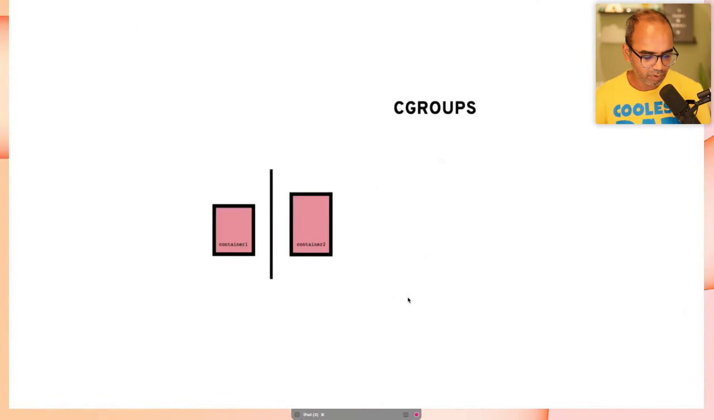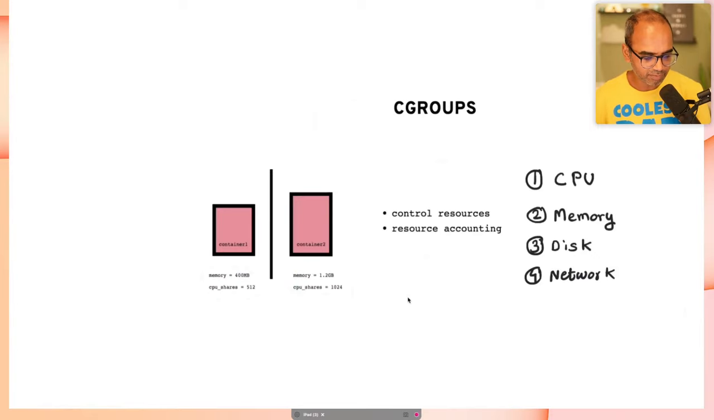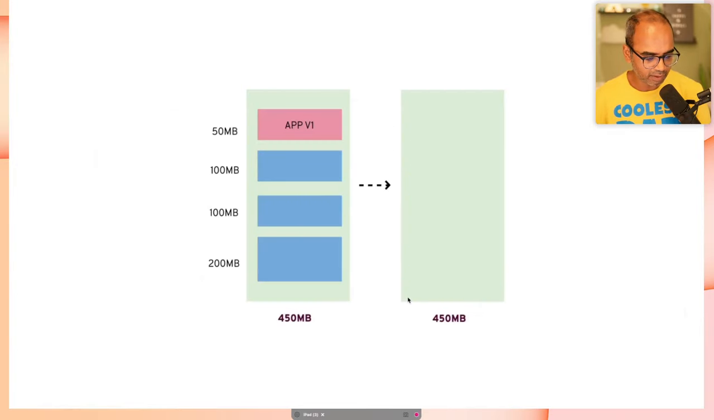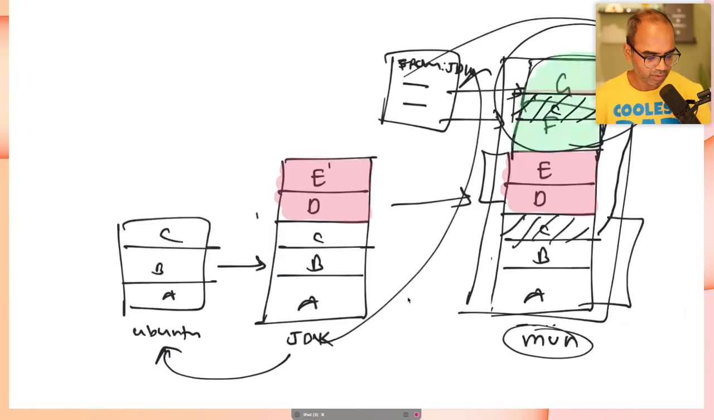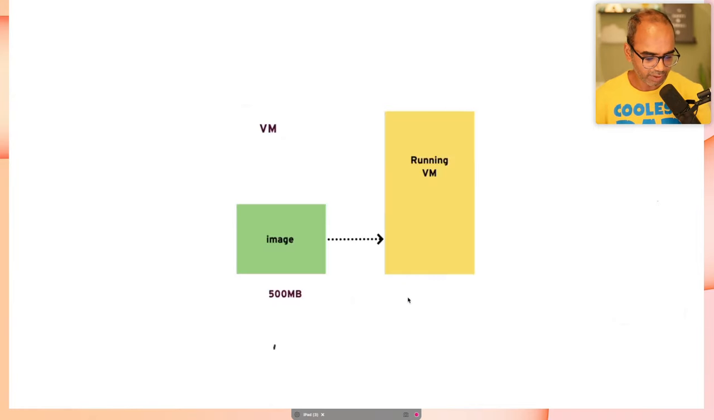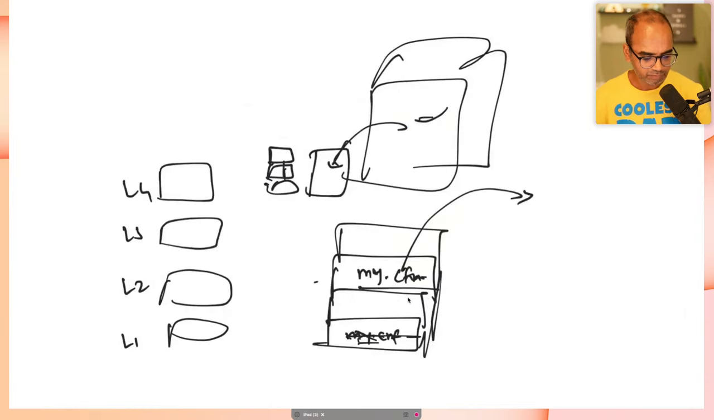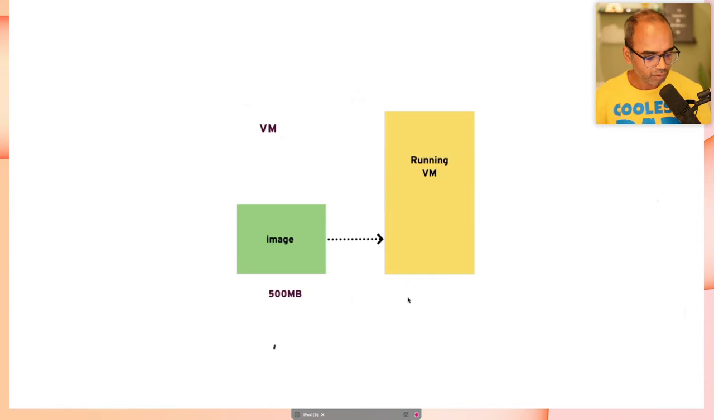Okay, so what we talked about was overlay file system as well. And the next technology under the hood is called copy on write, or COW. Very interesting technology here as well. So what happens is, let's take VMs. With VMs, let's say you have a template or an image. Using that image, you're running a VM.